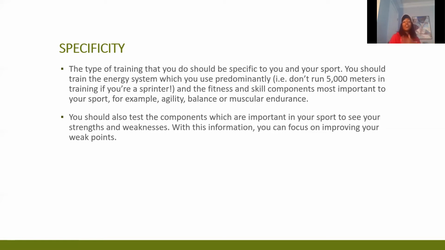And the fitness and skill components most important to your sport. For example, agility, balance, or muscular endurance. You should also test the components which are important in your sport to see your strengths and weaknesses. With this information, you can focus on improving your weak points. And again, we kind of went over this with I Got Skills. We practiced, we videotaped what we were doing, then we focused on our weak points and then how to build those.